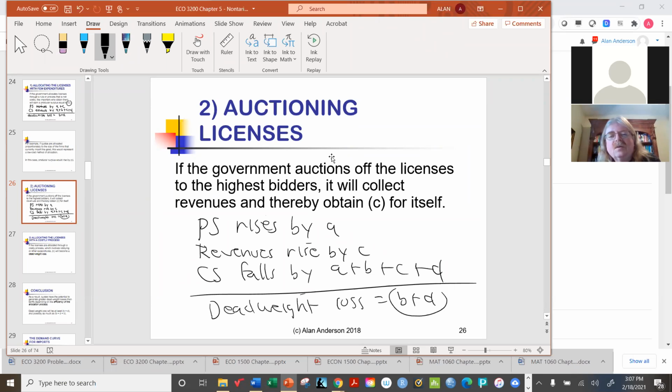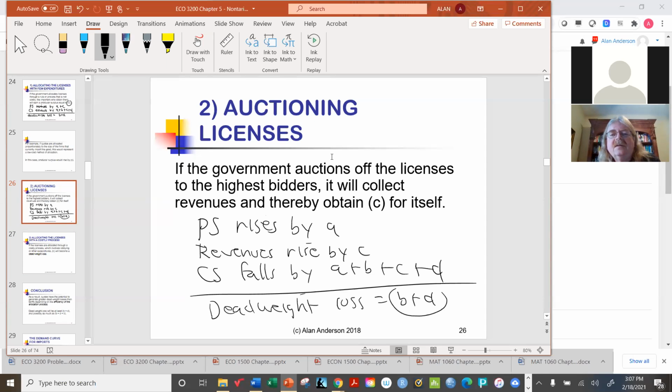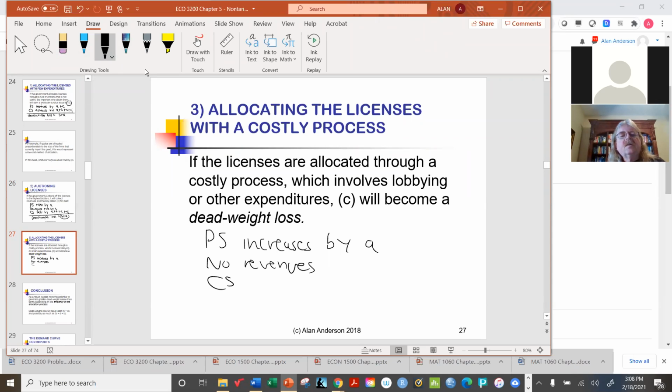which, who knows what they've decided to do, then C is added to the pile. It goes to nobody. Okay, so in other words, that's wasteful too. So all of a sudden, the producer surplus increases just by A. And there's no gain to anyone, no revenue changes. And then consumer surplus decreases once again by all four of these, A plus B plus C plus D.